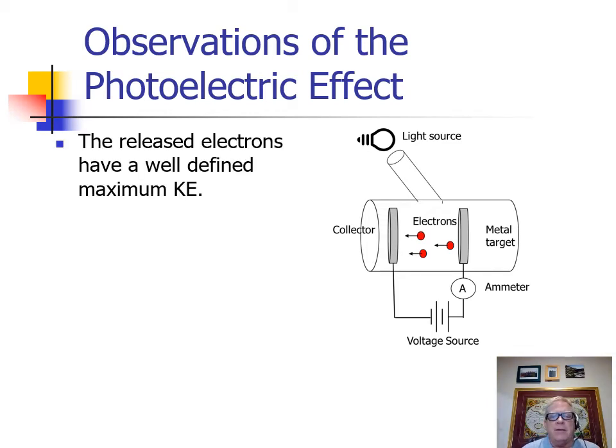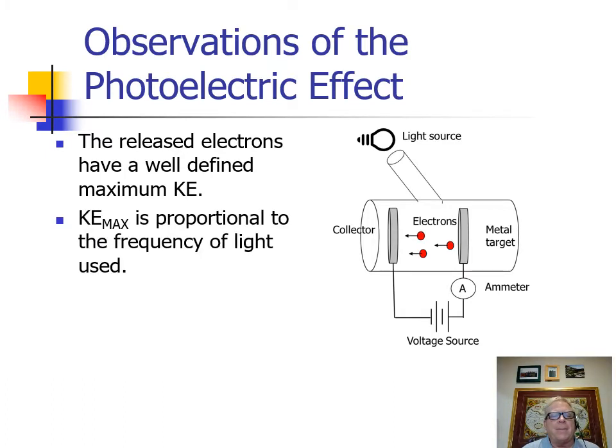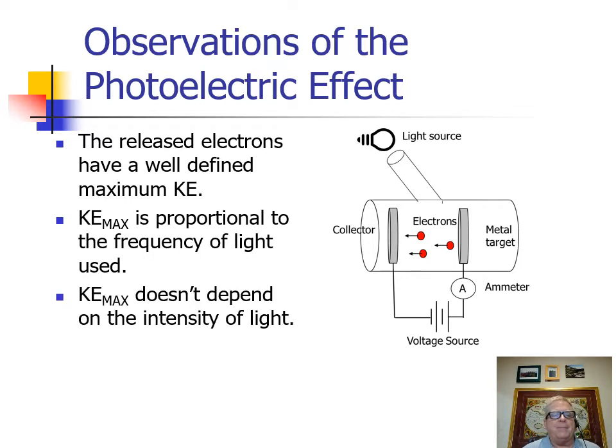It turns out that in the photoelectric effect, the electrons that get released have a very well-defined maximum kinetic energy. It's not random. There is a certain maximum kinetic energy the electrons can have for a given frequency of light. And the maximum kinetic energy is proportional to the frequency of the light that you use. So the higher the frequency, the higher the maximum kinetic energy of the electrons that are emitted.